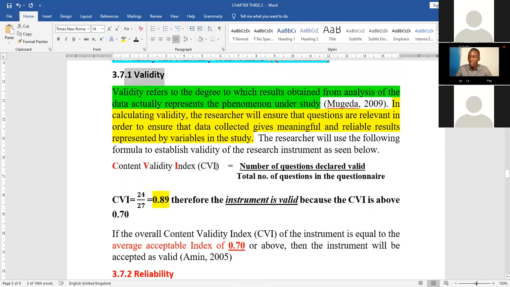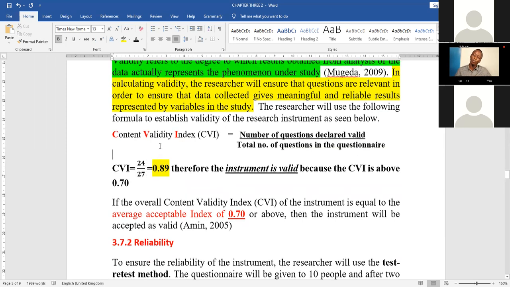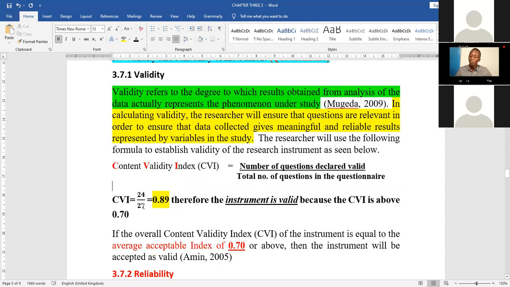What does the formula state? It states that number of questions declared valid divided by the total number of questions in the questionnaire. CVI is equal to number of questions declared valid divided by number of questions in the questionnaire. Now, remember, assuming that we have already our questionnaire designed, and our questionnaire has a total number of questions which are 27.